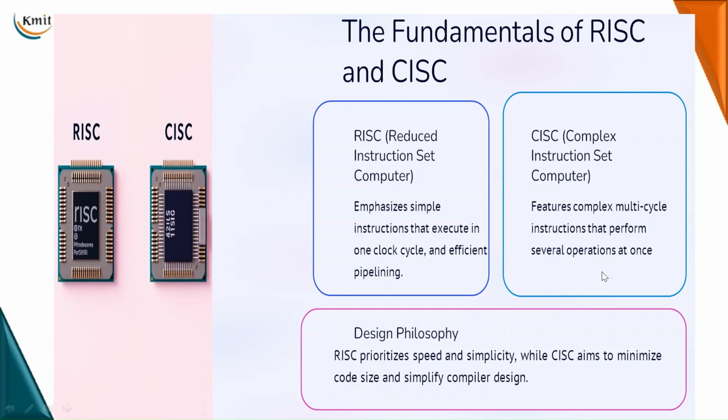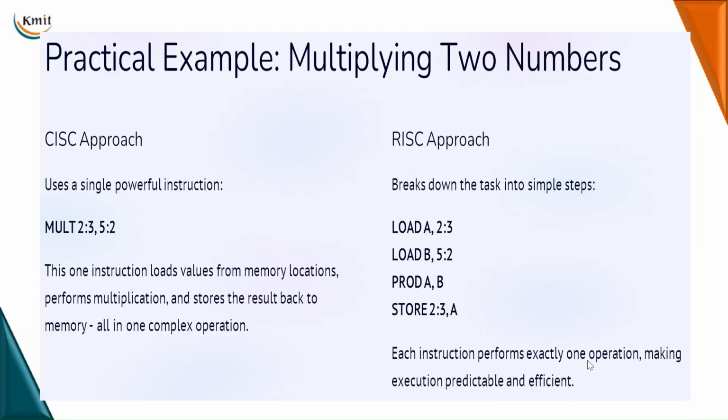And if you see the design philosophies of RISC and CISC, RISC prioritizes speed and simplicity. It makes sure that the instructions are very simple and can be executed in a small amount of time. Whereas the main aim of a CISC architecture is to minimize the size of your code and simplify the compiler design. Now let us look at a practical example of multiplying two numbers, and how this example is applicable to both CISC and RISC architectures.